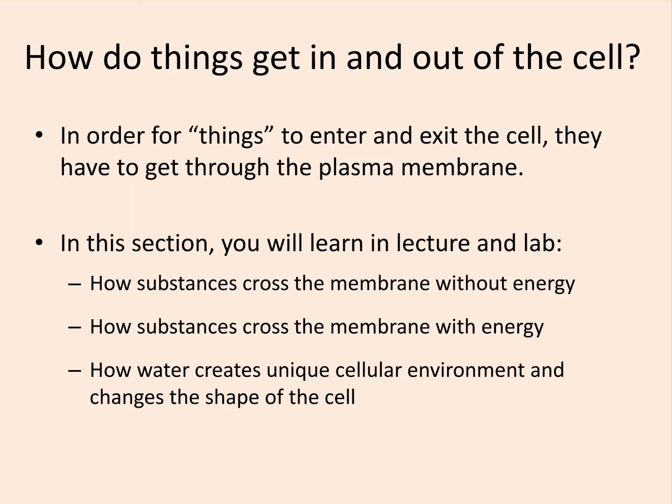As I mentioned before, there are some substances that will easily cross the membrane, some substances that will require something like a transmembrane protein that forms a channel for it to be able to pass through, and then some are going to need a little bit more effort or energy in order to move through. So in this section we're going to look at how substances cross the membrane without energy, how they cross it employing energy, and then the unique way in which water will cross the membrane and how it can affect the shape of the cell.